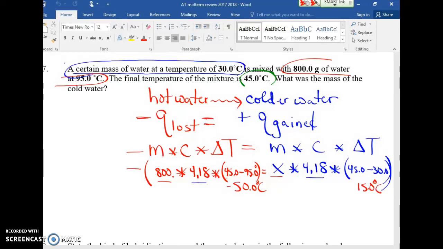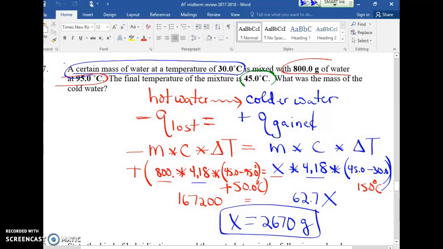So when we do our math, the product is 167,200. Notice the negative times a negative became positive, so that disappears. I divide both sides by 67.2, and I get an answer of 2,670 grams. That's a lot of water.